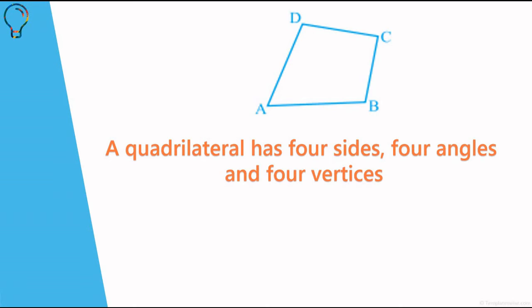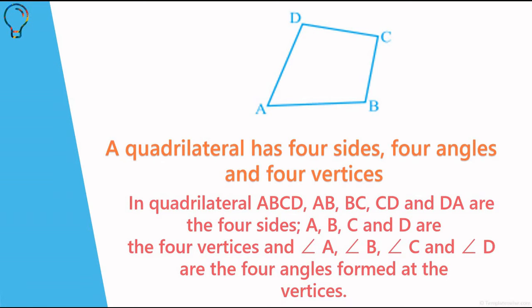So what are the 4 angles? Angle A, angle B, angle C and angle D, and 4 vertices are also present in this quadrilateral. So a quadrilateral has 4 sides, 4 angles and 4 vertices. Remember it, as it is very important. And then in quadrilateral ABCD, AB, BC, CD and DA are the 4 sides. And A, B, C and D are the 4 vertices. And angle A, angle B, angle C and angle D are the 4 angles formed at the vertices. So for the people who forgot it, I'm just revising it once again.